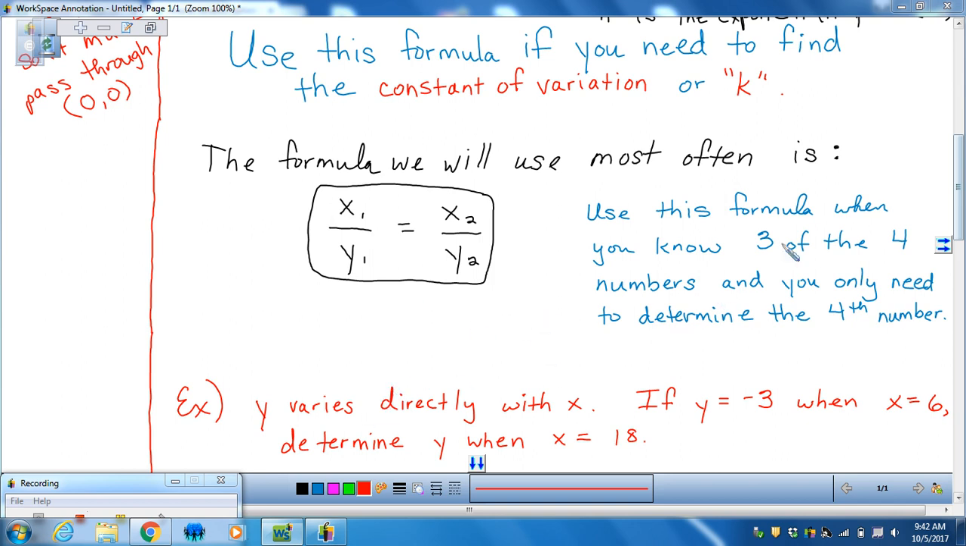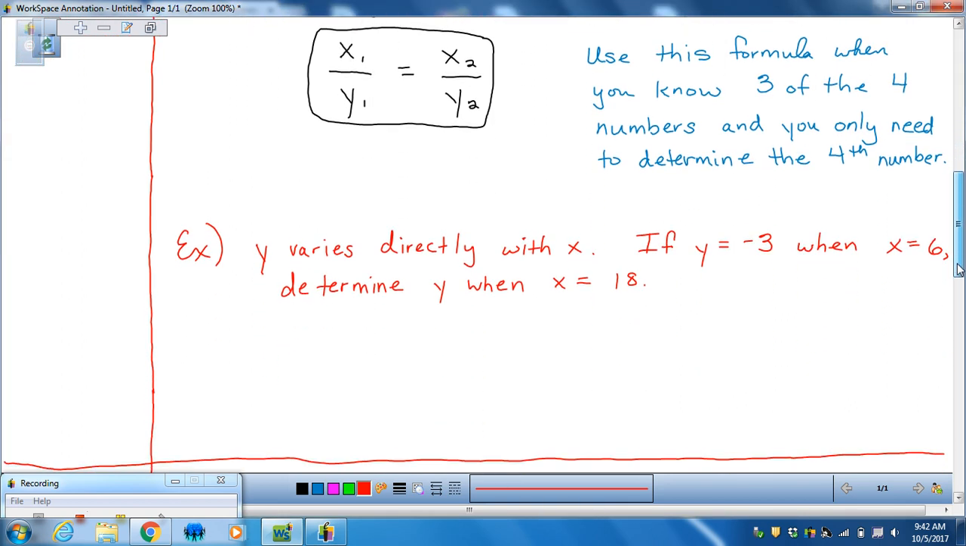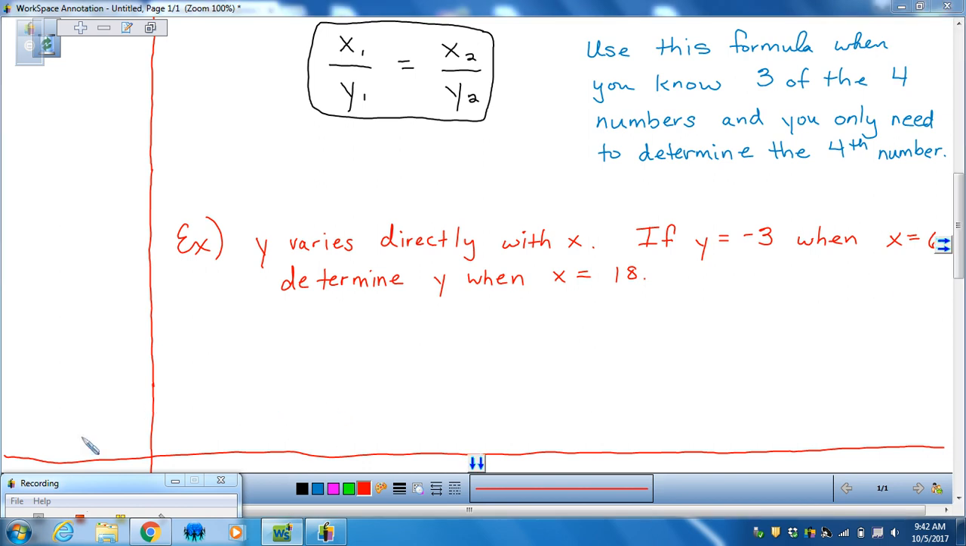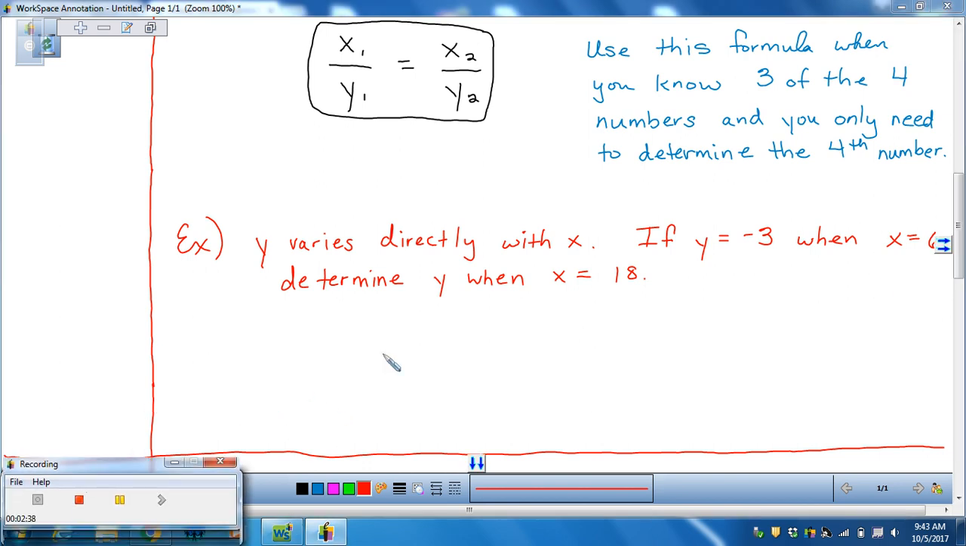Otherwise, let's go ahead and look at the first example. So for our first example, we are looking at a problem where we have a direct variation. As you're reading through a problem, it's always important to note whether it's a direct variation or an inverse variation, which we'll talk about in a few minutes. So pay attention to that word, circle it, highlight it, but make sure you pay attention to whether it's a direct or an inverse variation, because that's going to determine what formula you use.